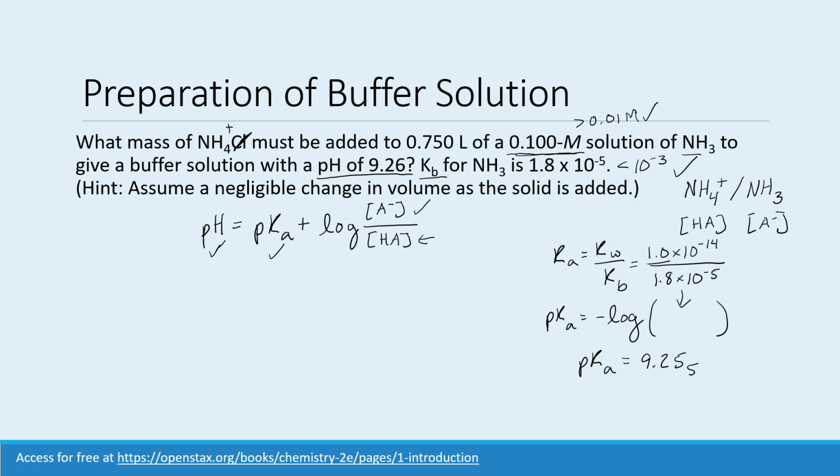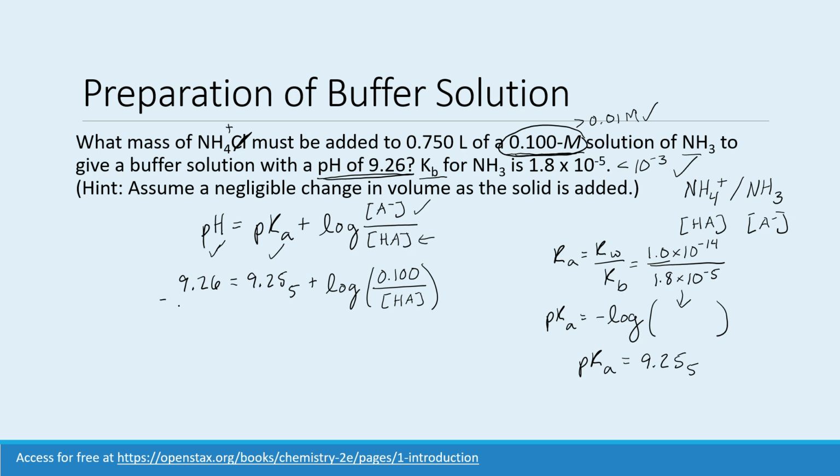So now that I know the pKa, let's plug everything into the original Henderson-Hasselbalch equation. pH is equal to 9.26. Again, that's given in the problem. Equals the pKa of 9.255. We can see how important it is to keep that extra digit, because otherwise it would just be 9.26 on either side. And then we get the log of the concentration of the base, which is also given. That's that 0.1. Divided by the concentration of the acid, which we're trying to find.